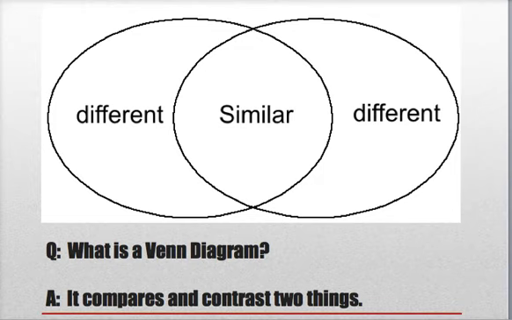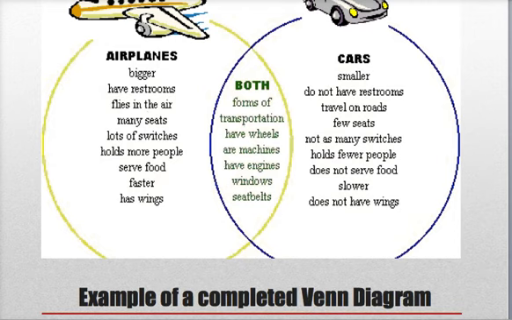The answer is it compares and contrasts two things. So a Venn diagram is basically two circles or two ovals or squares or something that overlap. Where the circles overlap is what's similar about the two things. And where they don't overlap is what is different about the two things. So I'm going to give you an example on the next slide of a completed Venn diagram.